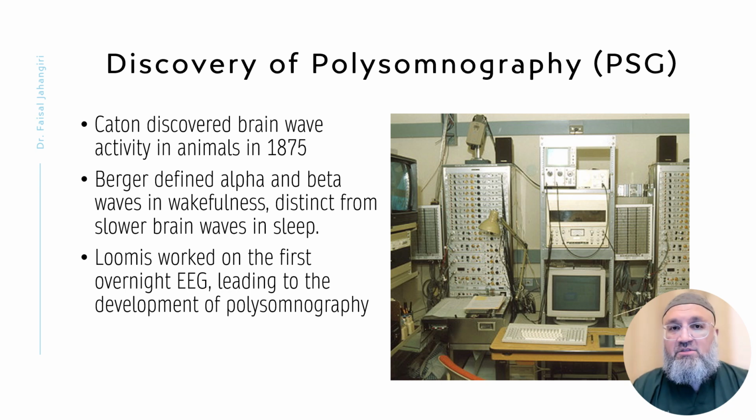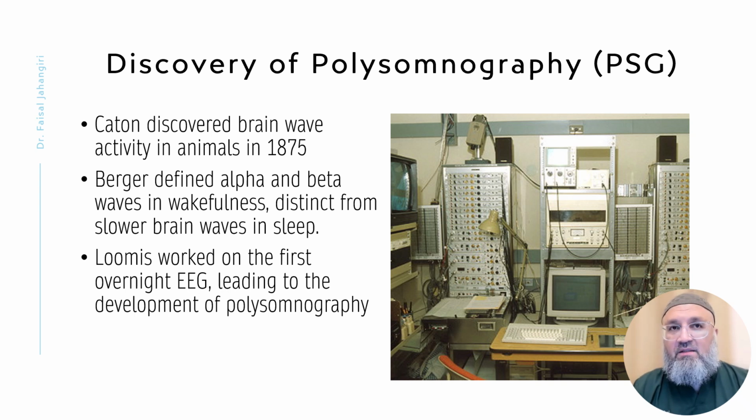So this is just an image of the very old, first machine used for polysomnography. Caton, a researcher, discovered brainwave activity in animals in 1875. Then Berger defined alpha waves and beta waves in wakefulness, distinct from the slower brain waves in sleep.